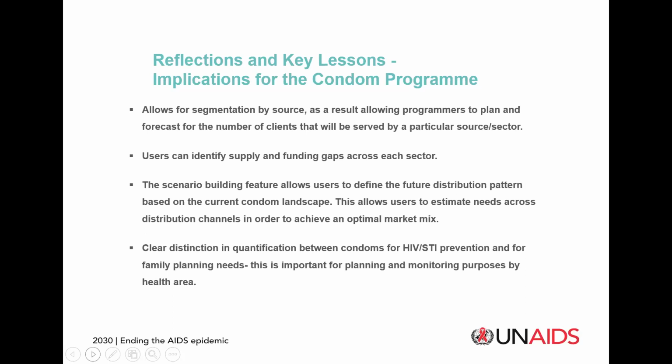And lastly, it gives a clear distinction in quantification between condoms for HIV, STI prevention, and for family planning needs. And this is something that I think was not coming out very clearly in the previous approaches we used for quantification. Getting a clear distinction, how much condom goes to HIV prevention, to STI, and family planning. And this is very important for planning and monitoring purposes by different health areas.